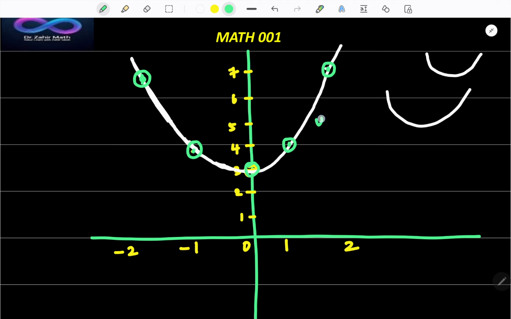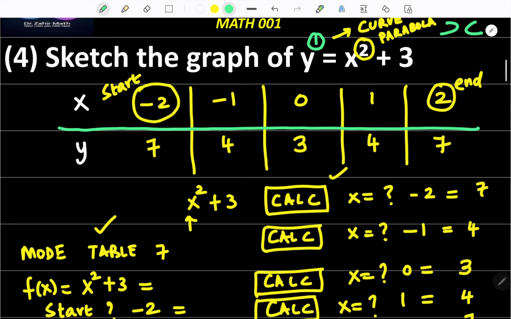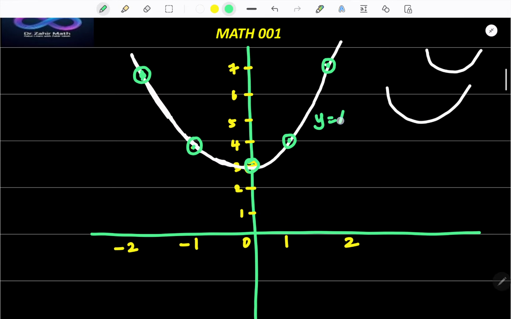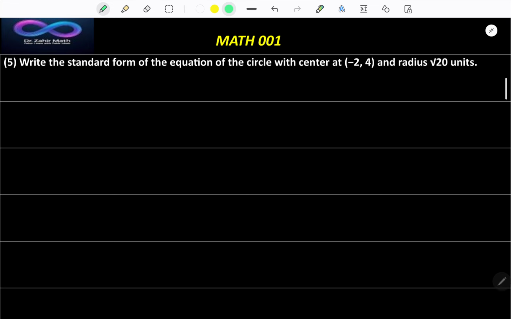So the curve is what? Y is equal to x square plus 3. Am I right? Yes. Y equals x square plus 3. Clear, everybody? Right. Let's go for the next one.